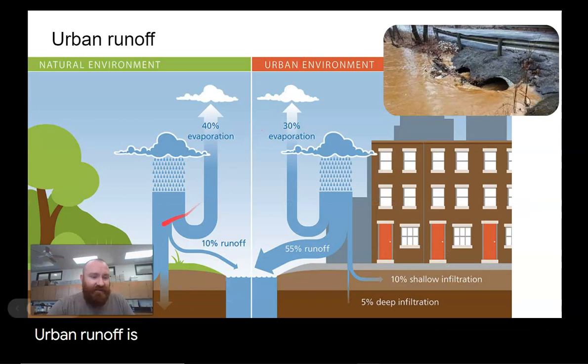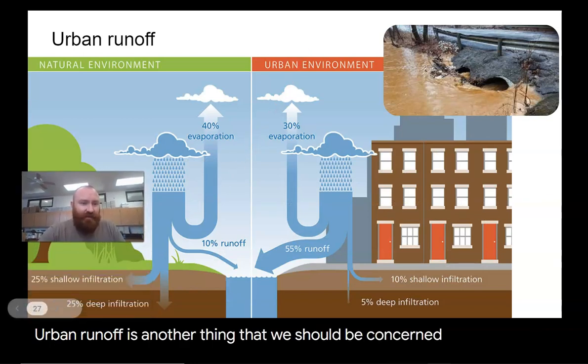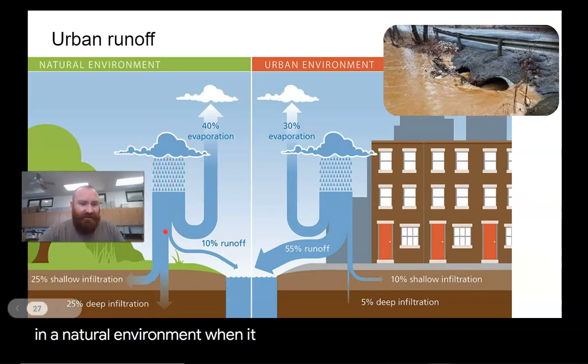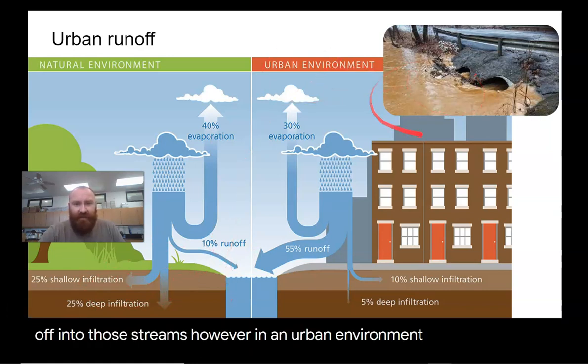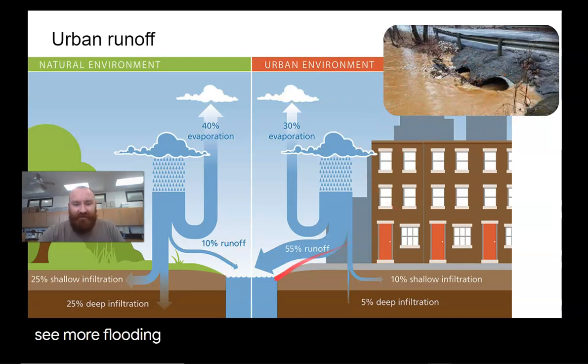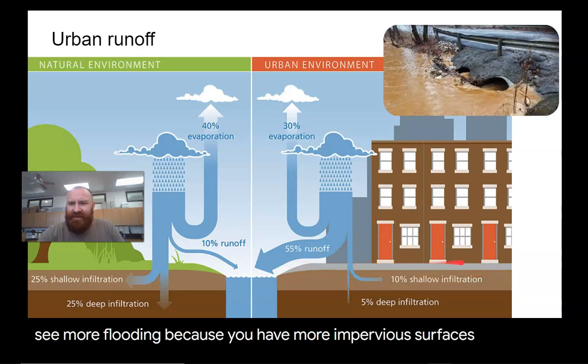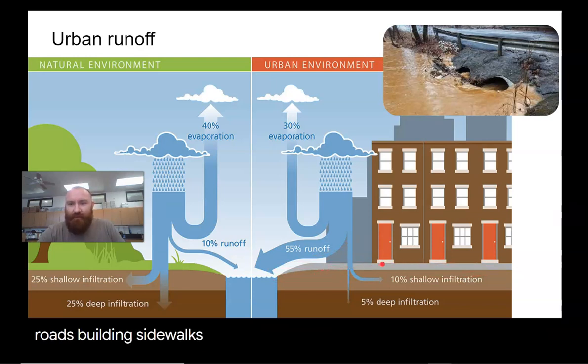Urban runoff is another thing that we should be concerned about because in a natural environment, when it rains, a good amount of it evaporates, but then a lot of it is being infiltrated into the ground, and then 10% is run off into those streams. However, in an urban environment, you're going to see more flooding because you have more impervious surfaces, things like roads, buildings, sidewalks, parking lots that do not allow water to reach the soil, which can lead to flooding.